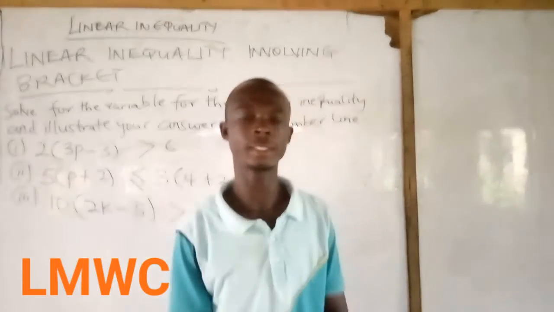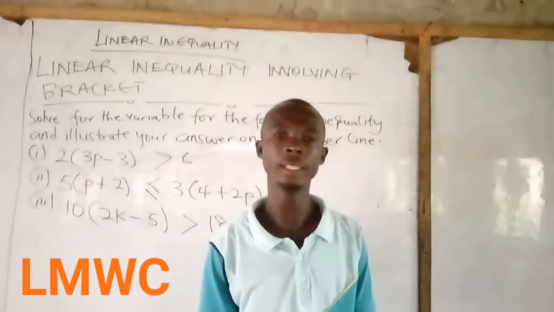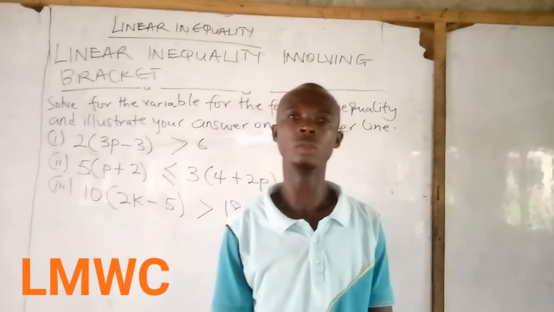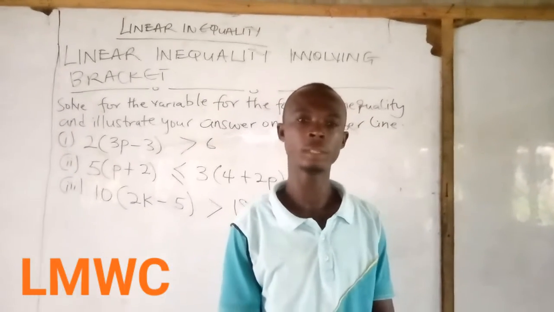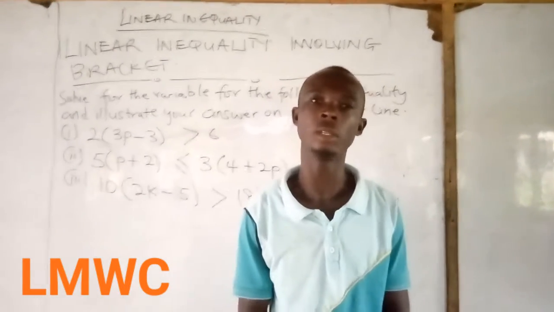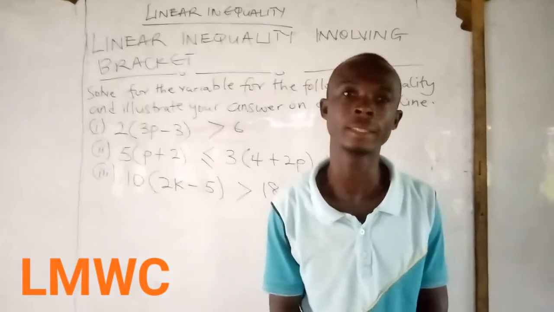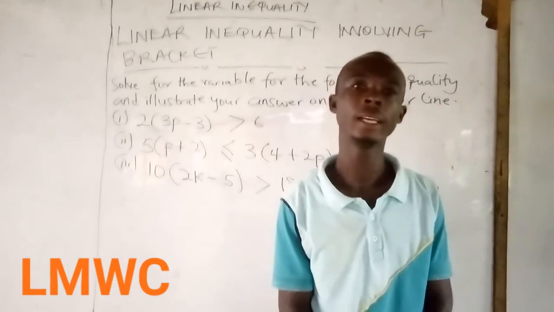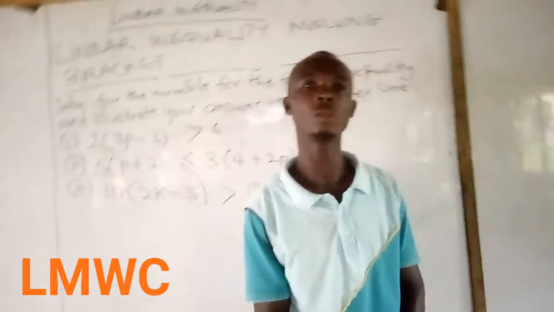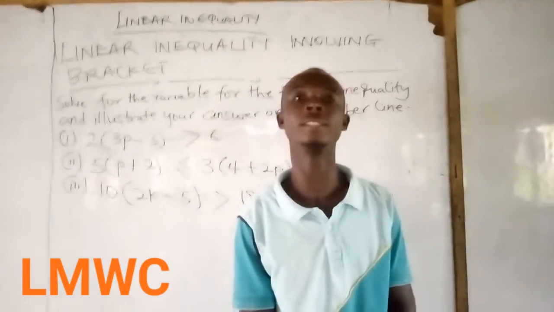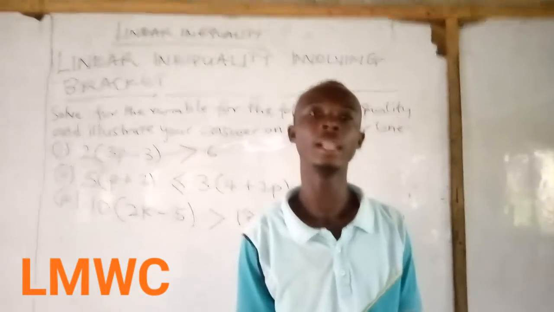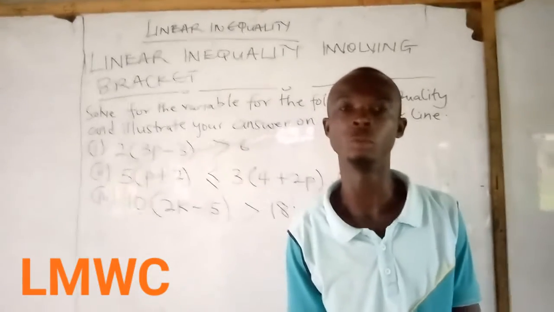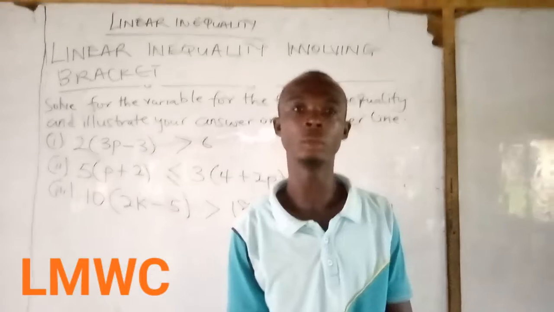In our previous lesson, we learned linear inequality involving letters on both sides. So this morning, we want to learn something on linear inequality involving brackets. And once we understand the concept under linear equation involving brackets, this one becomes simple. The only difference is the symbol, that is greater than, less than, greater than or equal to, and less than or equal to. So it's the same methodology.